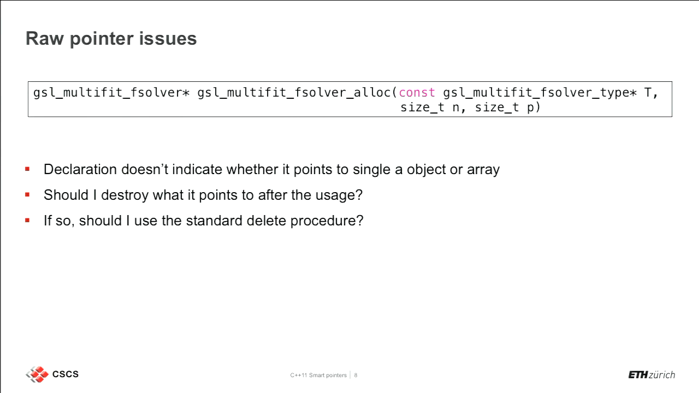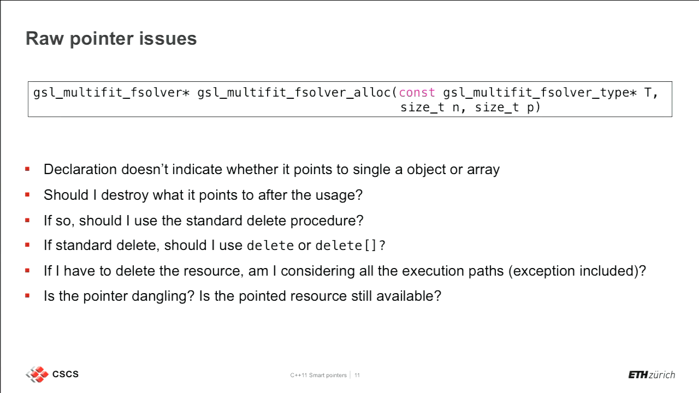Another possible problem is that, assuming you know that you are responsible for the release of this memory, you don't know if you have to follow a custom delete procedure provided by the library itself, which is the case of the GSL library. You have to call some kind of multi-fit release function or something like that. Or maybe you can just call the standard delete operation on your pointer. And there are many other possible issues here. For example, if you know that you have to call delete, you don't know if this is a pointer to a single object or to an array, so you don't know if you have to call delete or delete with the square brackets to avoid a memory leak.